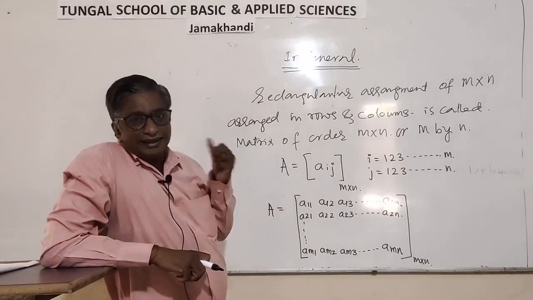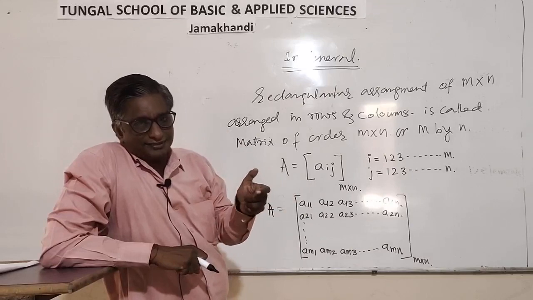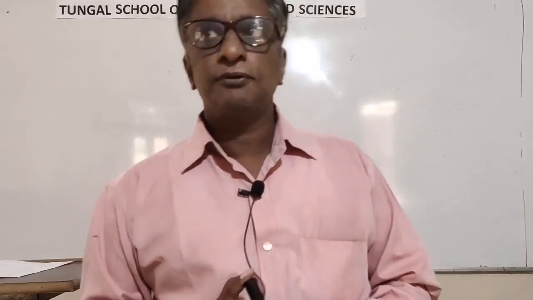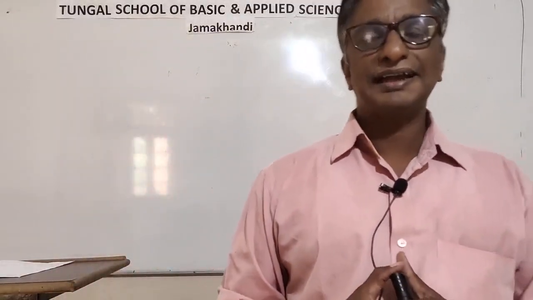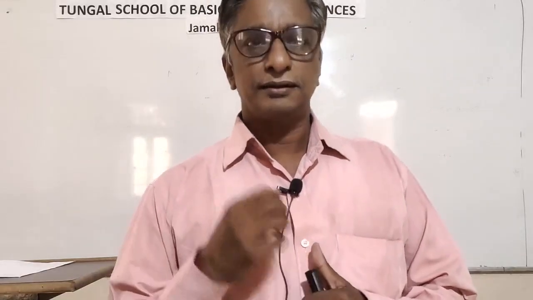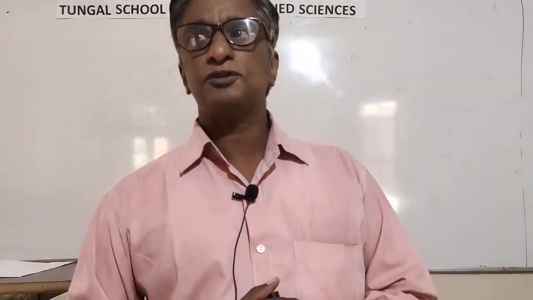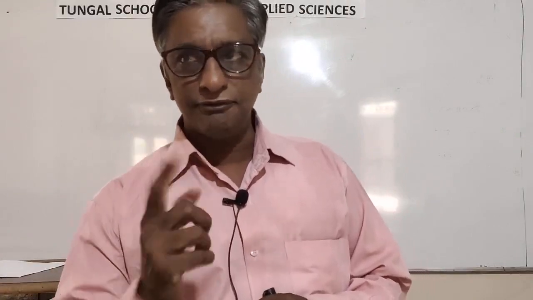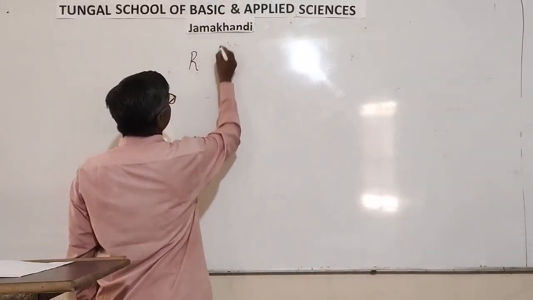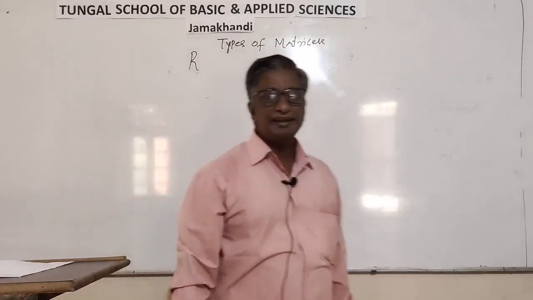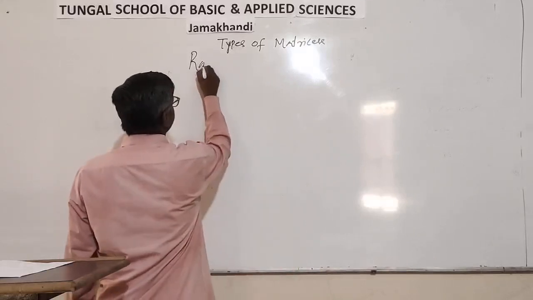This is regarding the recapitulation of the definition of a matrix. Now let us start the types of matrices. There are different types of matrices that you have already studied. The first one is rectangular matrix, then row matrix, column matrix, square matrix, diagonal matrix, skew symmetric matrix, symmetric matrix. Several types of matrices are there. We have to discuss them one by one. First one is the rectangular matrix.